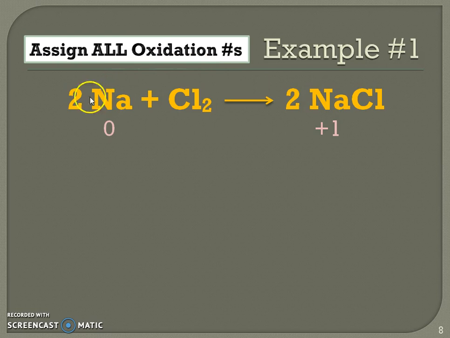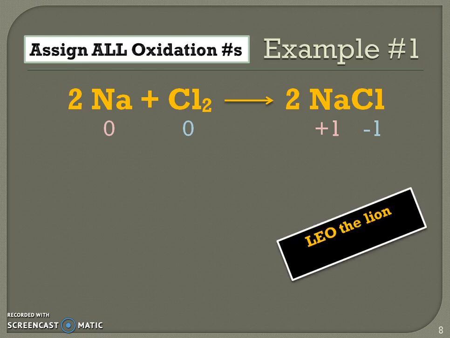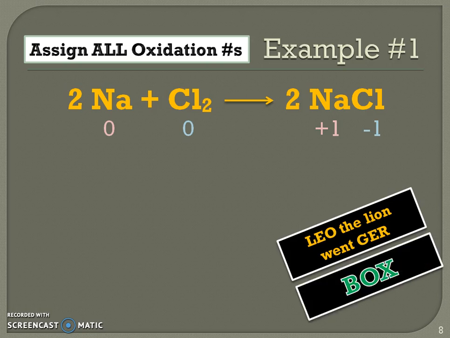0 to +1, since sodium is by itself, it gets a 0. It is now in a compound, so now it has that +1 charge. Chlorine went from a 0 to a -1, again, very similar as to the reason why. So what's going on here? Well, the lion went grr, or box. You know me, I like the box. The bigger the charge, that's the guy that went into oxidation mode.